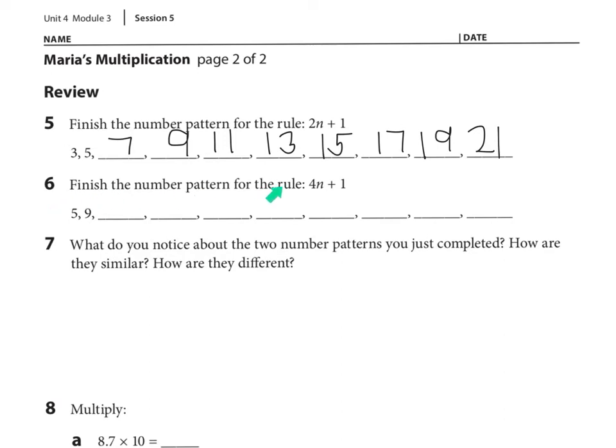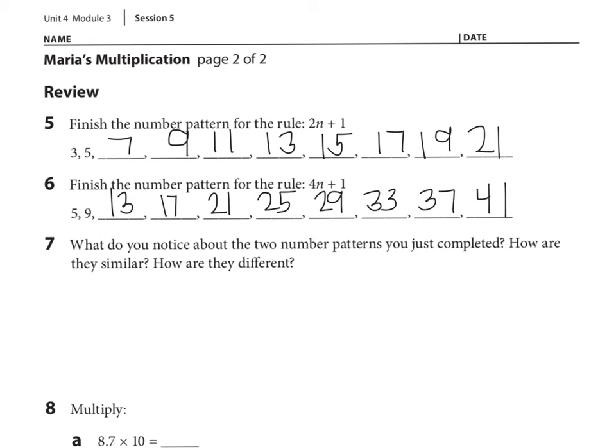Let's look at number 6. Finish the number pattern for the rule 4n plus 1. So 4 times 1 is 4, plus 1 is 5. 2 times 4 is 8, plus 1 is 9. Let's take 3. 3 times 4 is 12, plus 1 is 13. 4 times 4 is 16, plus 1 is 17. And then we go 5. 5 times 4 is 20, plus 1 is 21. So it looks like we're increasing by 4 every time. And so we're going to have 25, 29, 33, 37, 41.